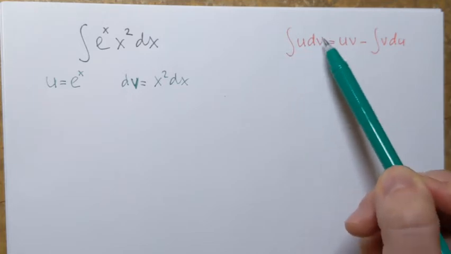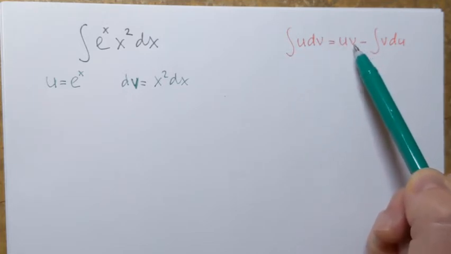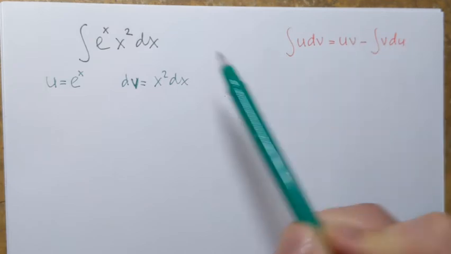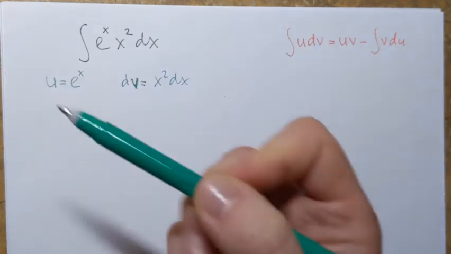Now, if you remember, or we can just look at the formula and realize, to apply this formula, we will have to obtain both v and du. So we have u dv, but now we need to obtain just v and then du. Okay, so let's start with du.